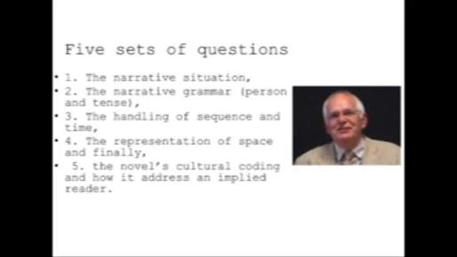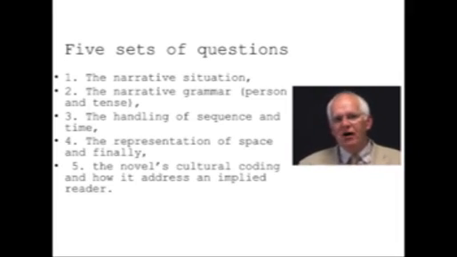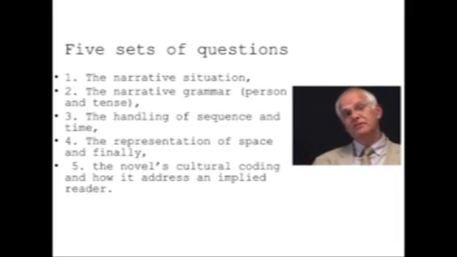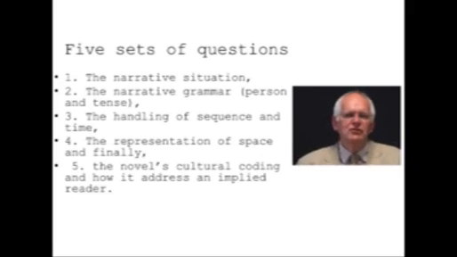Number 1. The narrative situation. Number 2. The narrative grammar, person and tense of narration. Number 3. The handling of sequence and time. Number 4. The representation of space. And finally, number 5. The novel's cultural coding and how it addresses an implied reader.